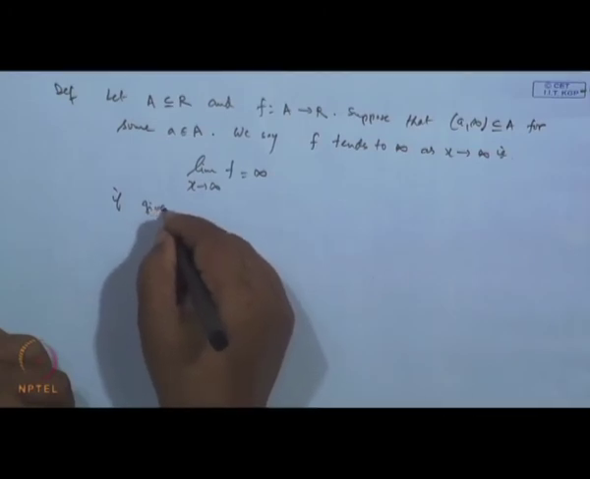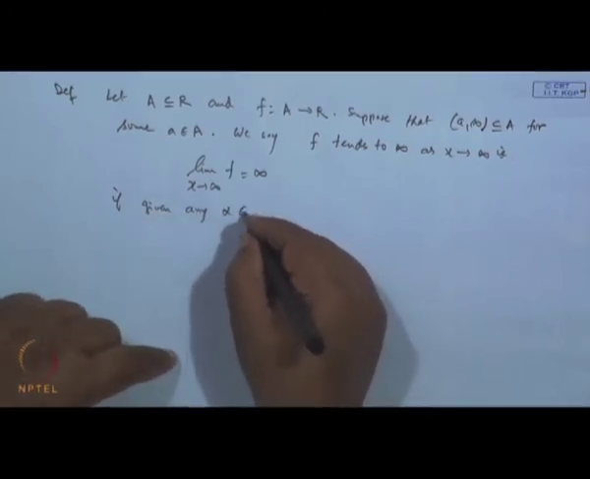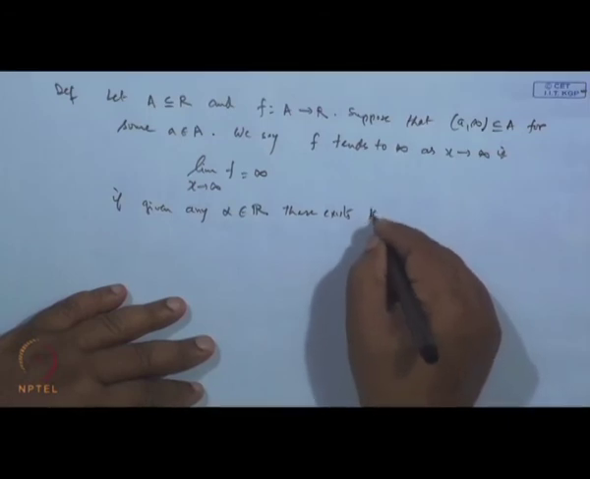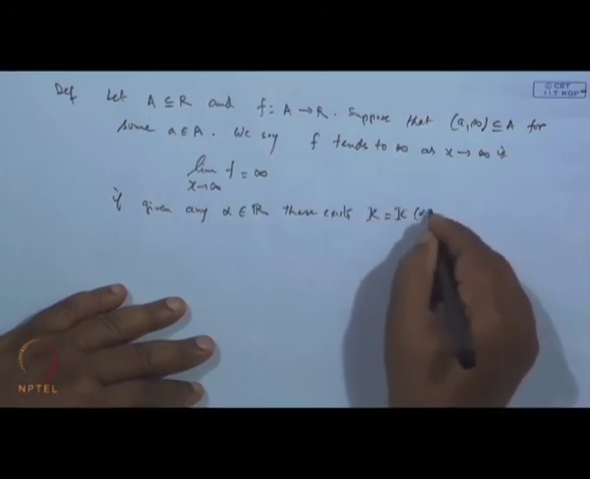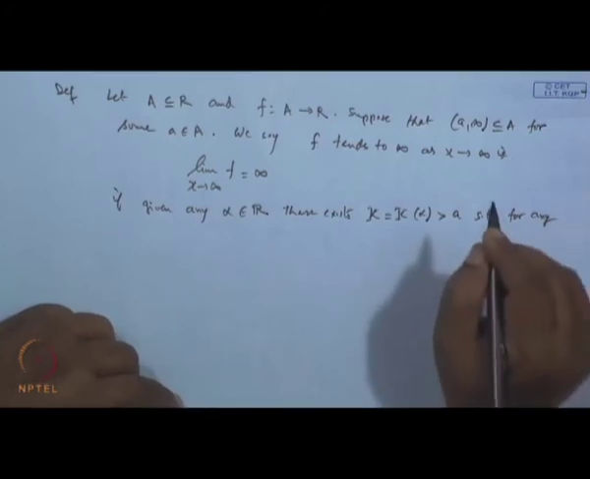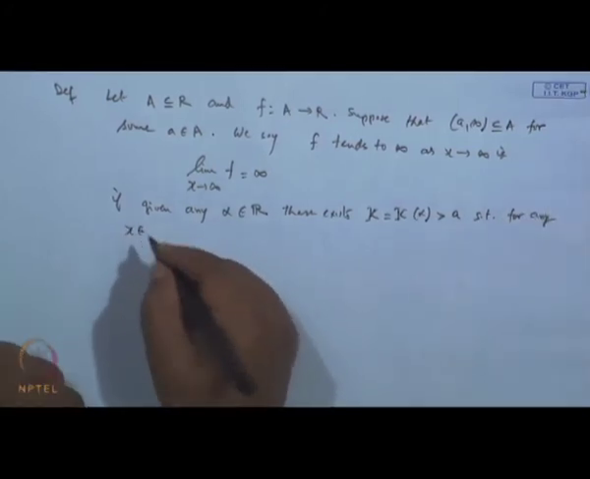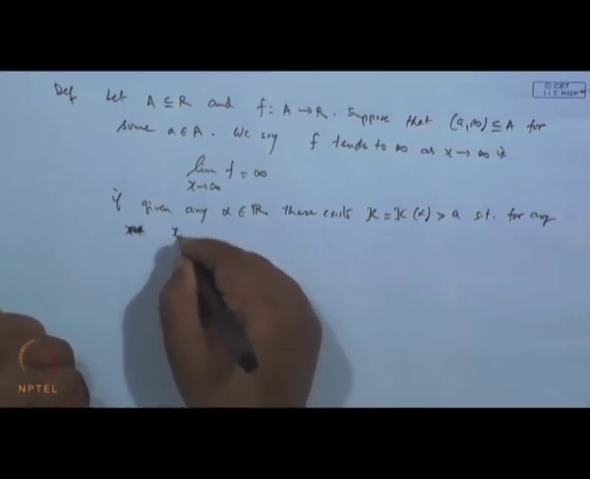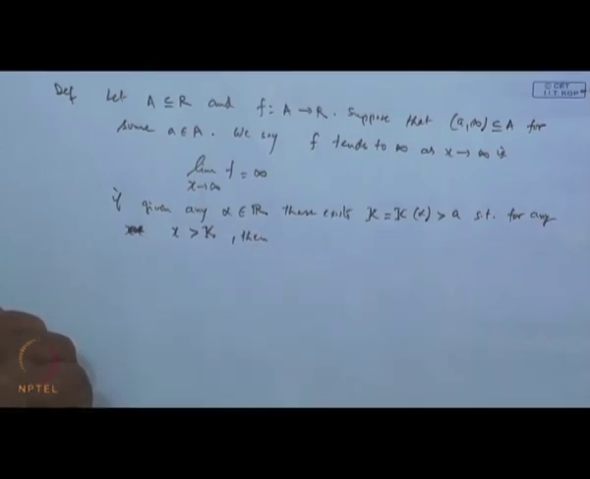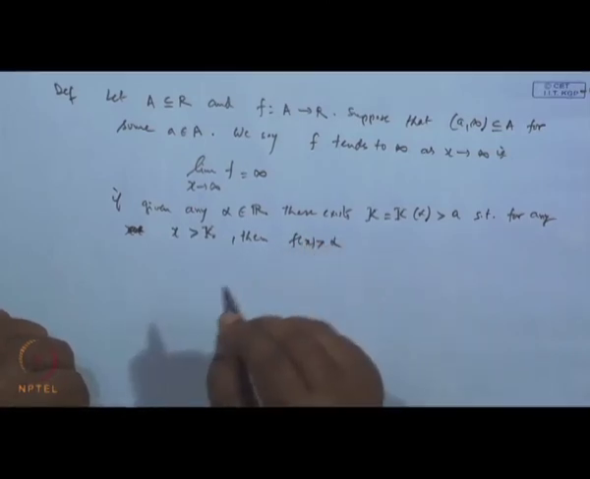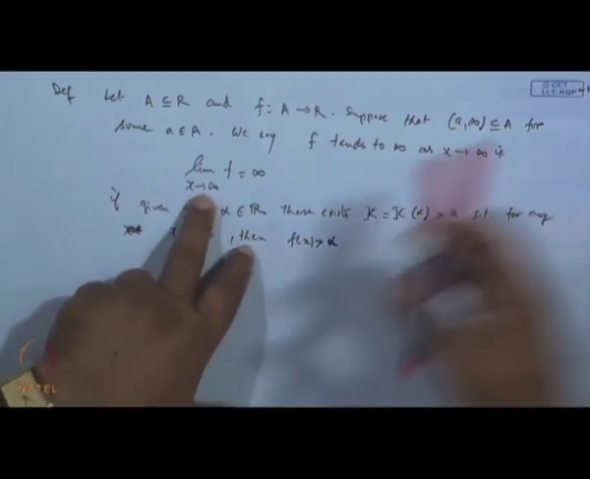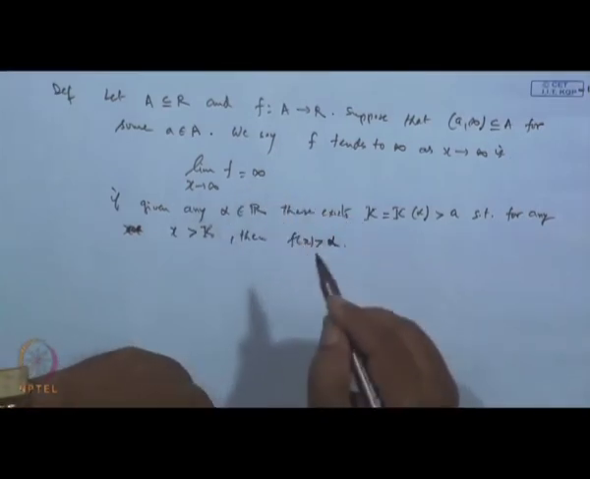given any alpha belongs to R, there exists a k, which depends on alpha and is greater than A, such that for any x greater than k, f of x will be greater than alpha. So, this is the concept when both the point and the limit are infinity.